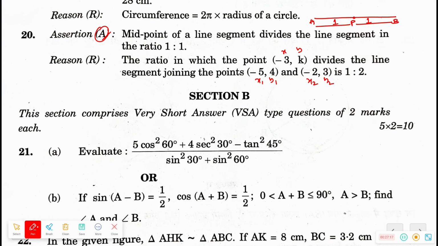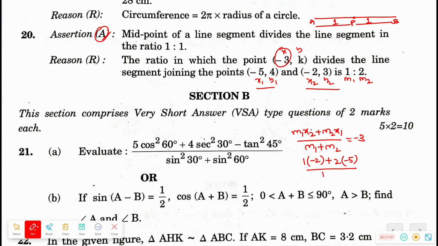We can find out the x coordinate. What? m1 x2 plus m2 x1 by m1 plus m2. If we find, we have to get minus 3, because here minus 3 is the x coordinate. What can we use? M1 we can use 1, M2 we can use 2. So 1 into x2, which is minus 2, plus M2 which is 2, 2 into x1 which is minus 5, by 1 plus 2. So what is this?